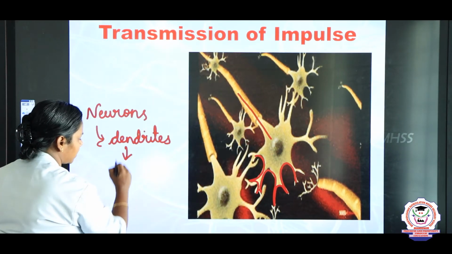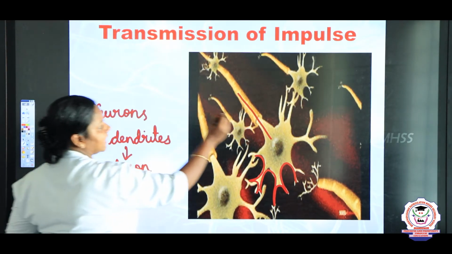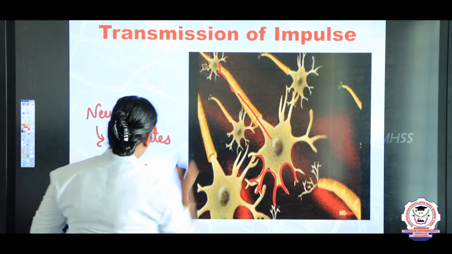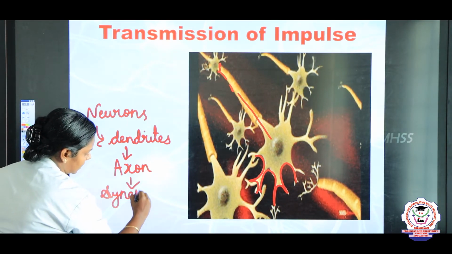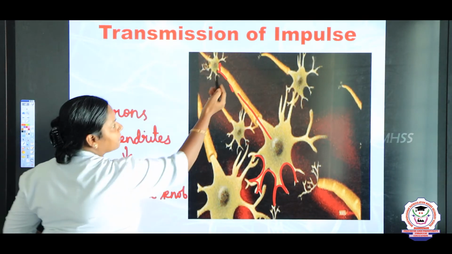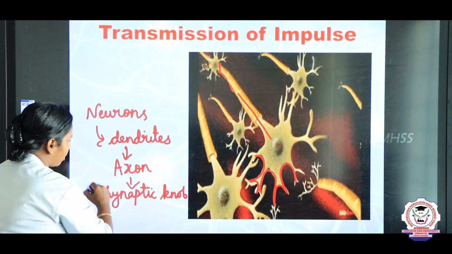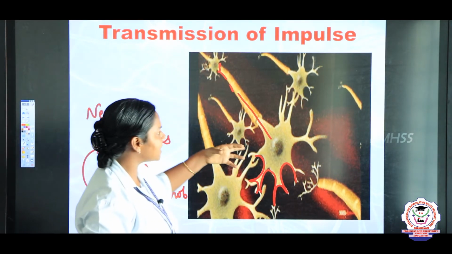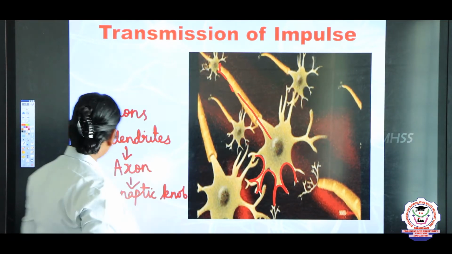From dendrites it is transmitted to the axon, and at the axonal end what is present? Terminal branches. Yes, the terminal branches are present here, in that synapses, the synaptic knob. And from there it is transmitted to the dendrites of another neuron. This is how the impulse gets transmitted from one neuron to another neuron.